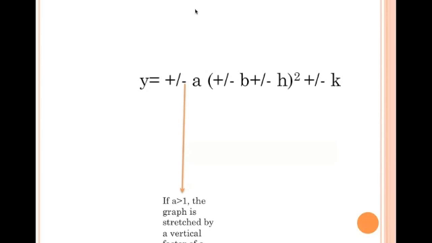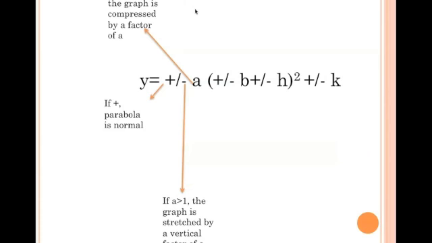If a is greater than 1, the graph is stretched by a vertical factor of a. If a is greater than 0 but less than 1, the graph is compressed by a vertical factor of a. If a is positive, the parabola looks normal and faces upwards. But if a is negative, it is reflected about the x-axis and faces downwards.